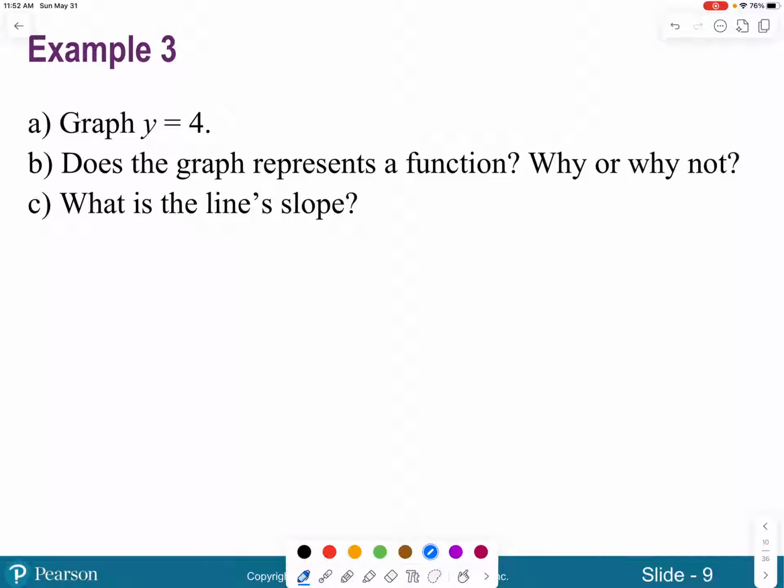And then this line is going to have a slope of 0. If you were to take 2 points from your horizontal line that you drew and then plug them into the slope formula, like we did in the previous couple examples, you'll get an answer of 0.